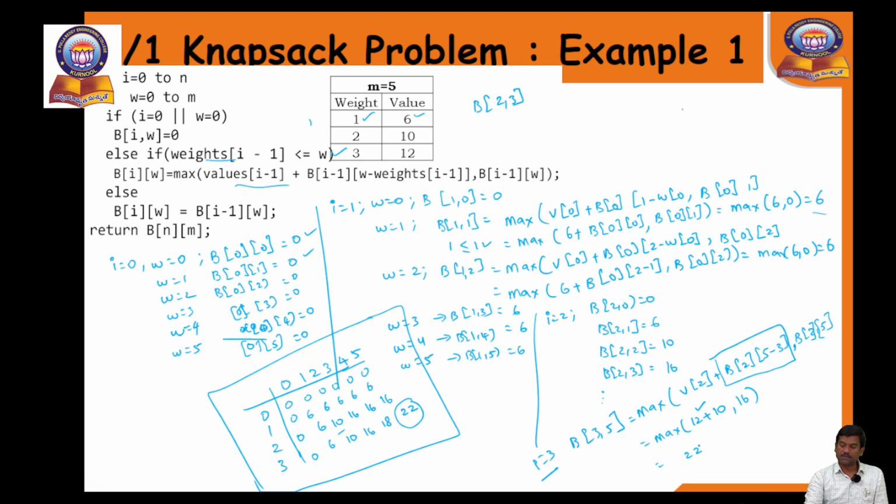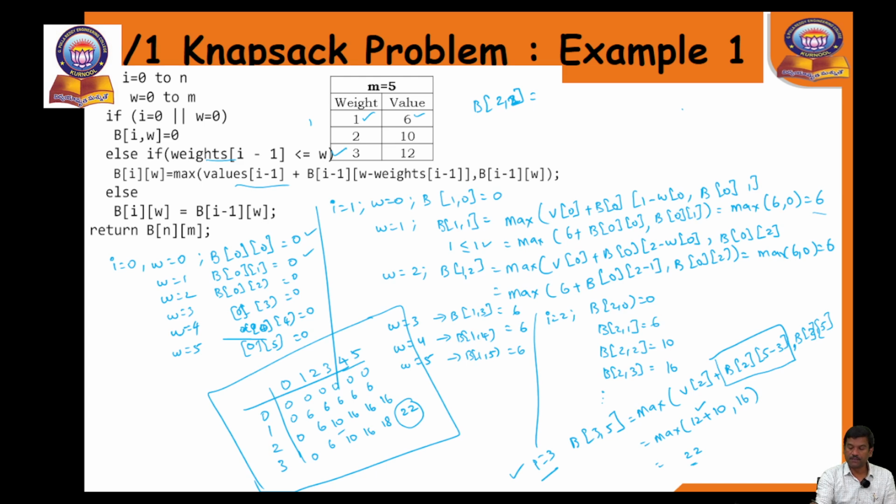So this has resulted in the maximum one. So you should take this item, that is item 3. And similarly, observe the case of B of 2, 2. Because B of 2, 5 minus 3, that is equal to 2.